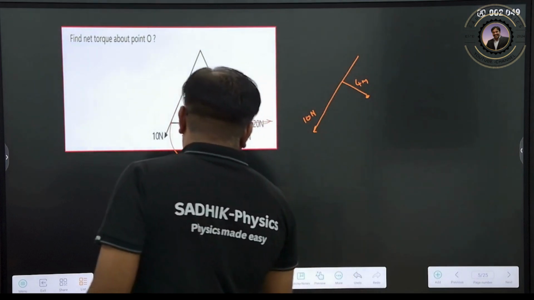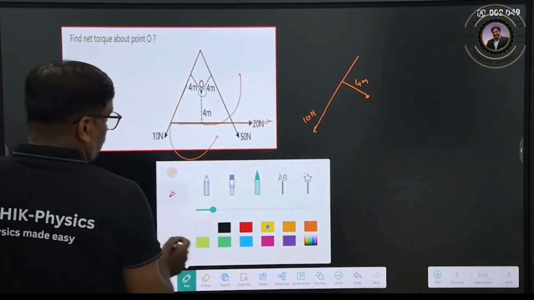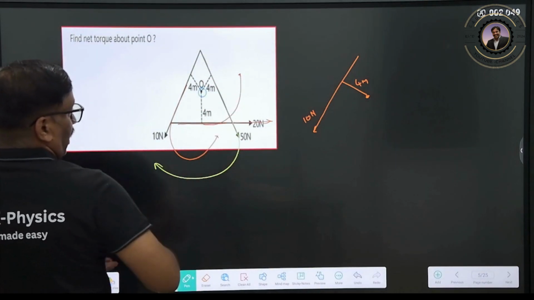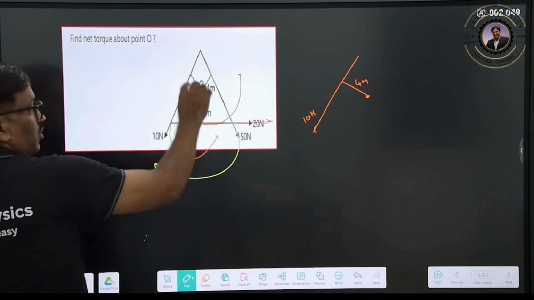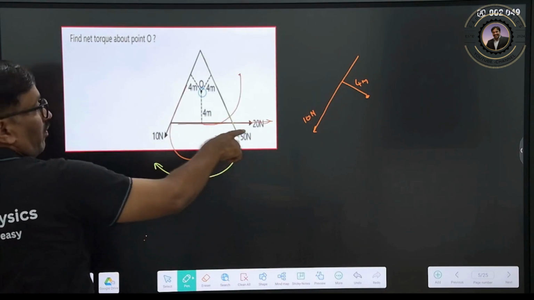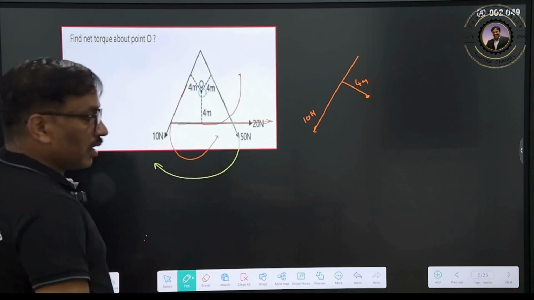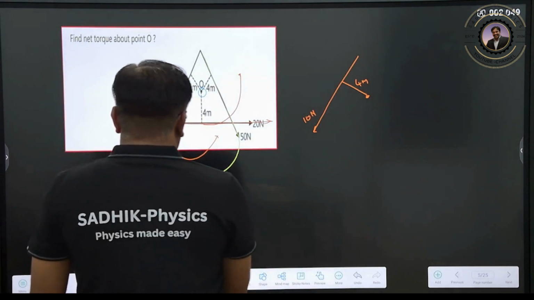But this 50 newtons, what is it doing now? Observe this. It is making the rod rotate like this. This 50 newtons is making it rotate clockwise. The 10 newtons and 20 newtons are making it rotate upward. Clear? So we want to calculate the net torque.